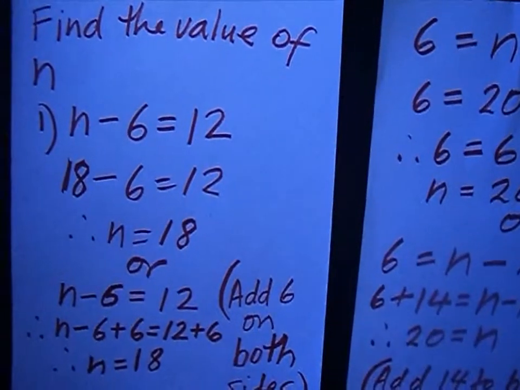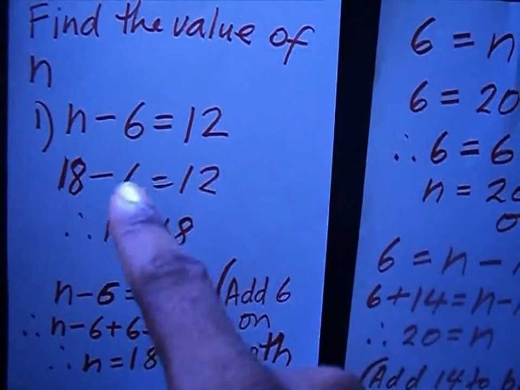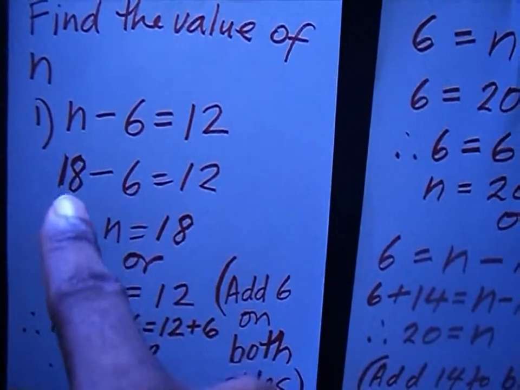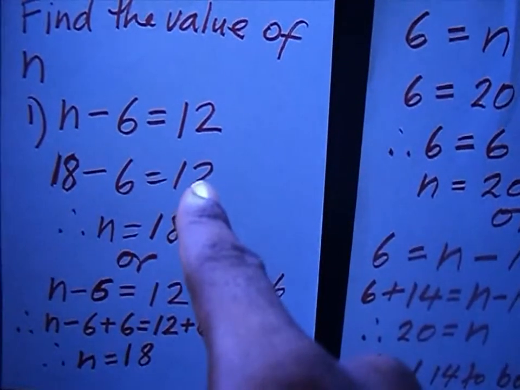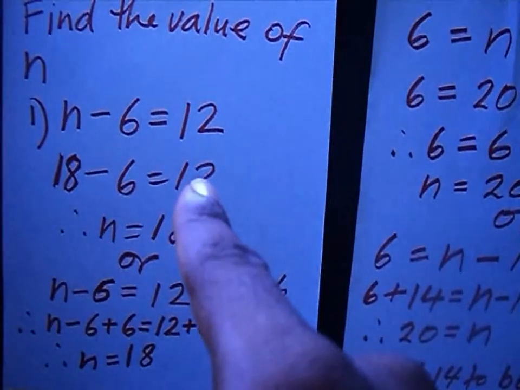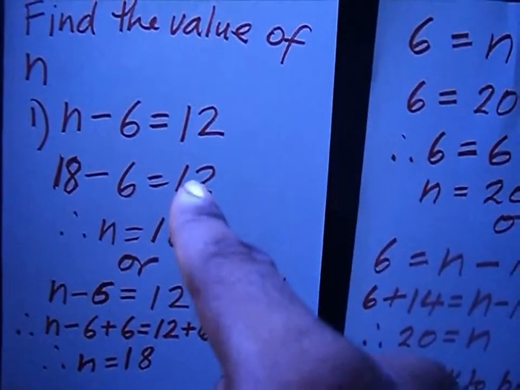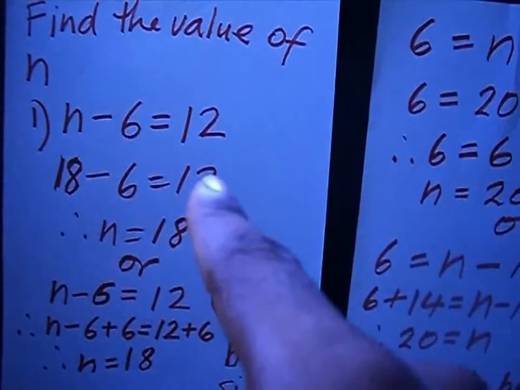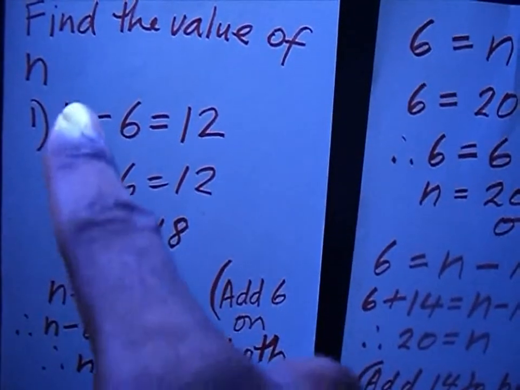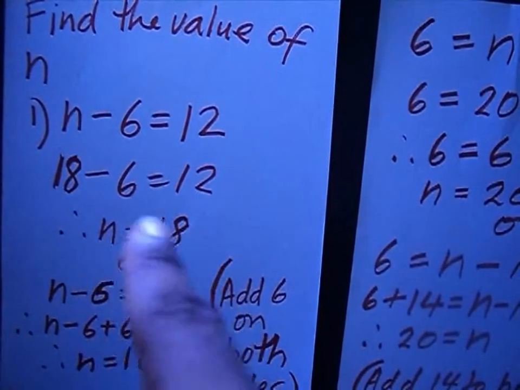Okay, so when you add 6 and 12, you should get 18. Subtract 6 from 18 and see whether you're going to get 12 back. Okay, and that should work. So 6 from 18 is 12. So your answer n is equal to what? n is equal to 18.